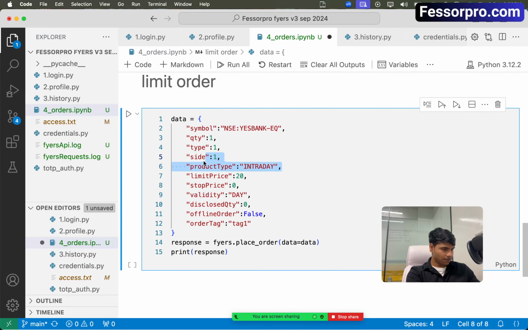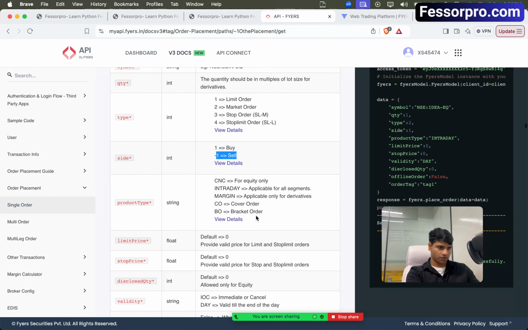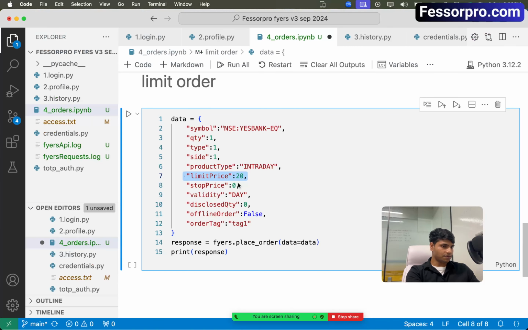Then intraday, then you have to specify limit price. If you are placing a limit order, that is if your type is 1, only then you have to specify limit price, otherwise you don't. You can see limit price, you can read this, default is 0, provide a valid price for limit and stop limit order. So for limit and stop limit order, you have to specify the limit price, otherwise you don't have to. And the other parameters are the same. Stop price is 0, validity is day, disclose quantity is 0, offline order tag is 1.